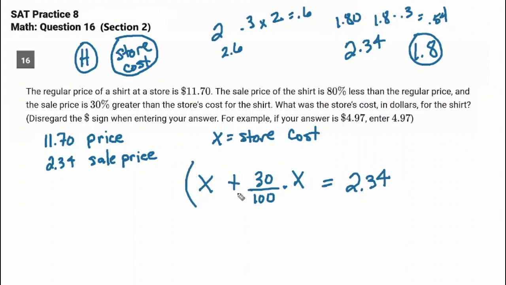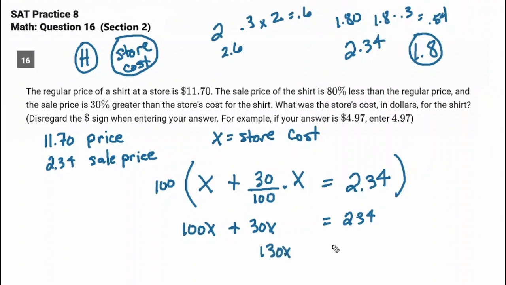Getting out of this, I'm going to multiply by 100 because I don't like fractions. 100x plus 30x over 100 divided by 100, so 30x. Don't forget, over here you got to multiply by 100. I would definitely do that in my calculator, even though it seems really easy to eyeball it. And then you get 130x equals 234.